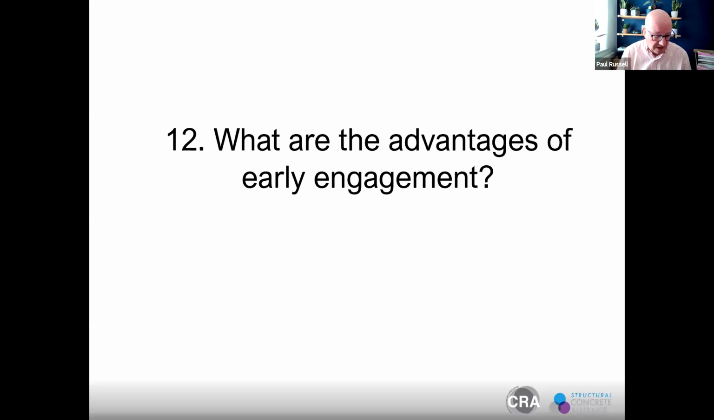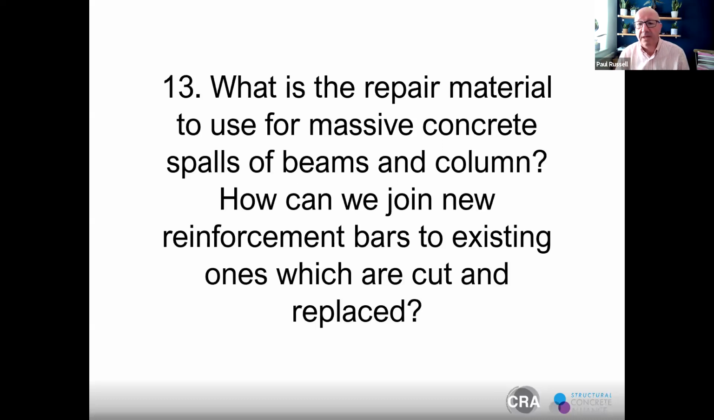Let's move on to our next question. Again, another interesting one. What is the repair material to use for big concrete spalls of beams and columns? And a supplementary question to go with it. How can we join new reinforcement bars to existing ones which are cut and need to be replaced? So perhaps we can ask Paul Rigby, please, if you'd like to start us off with that.